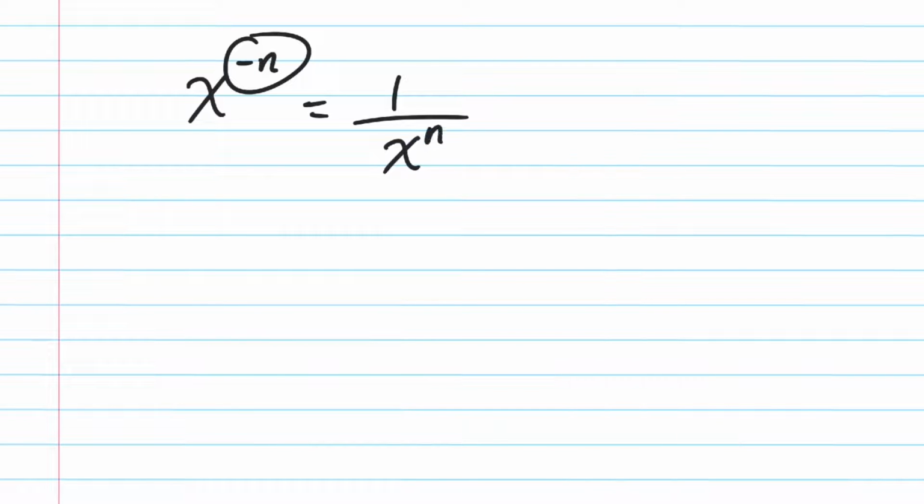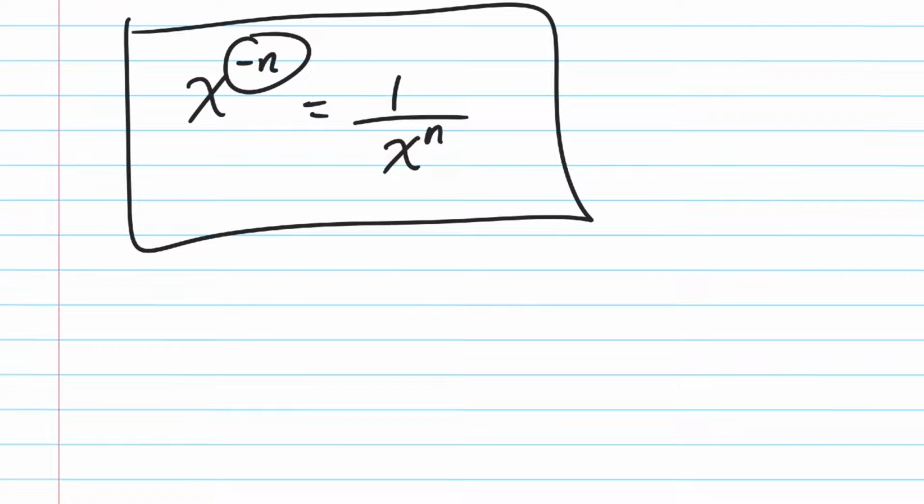So look at this. This is another law that you have to consider. If you have x elevated to a negative power, this is going to be equal to the reciprocal or the inverse. So you have 1 over x, and now the exponent will become positive. Okay? Just think of this as another law that you need to understand.